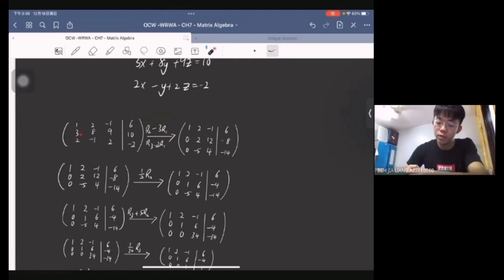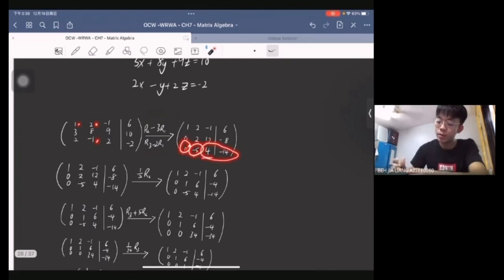So 3 minus 3 times 1 will get 0. And the same thing here. Like 8 minus 3 times 2 will get 2. 9 minus 3 times negative 1 will get 12, and the same. And also for here, we need to change to 0, right? So in order to get 0, row 3 minus 2 row 1. So 2 minus 2 times 1 will get 0. And negative 1 minus 2 times 2, negative 1 minus 4 will get negative 5. And the same thing here.